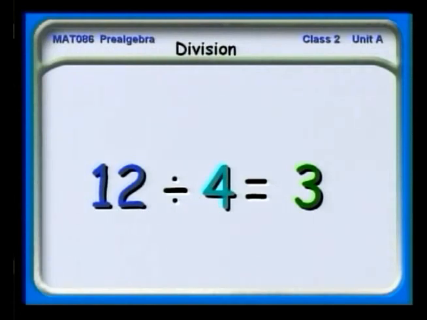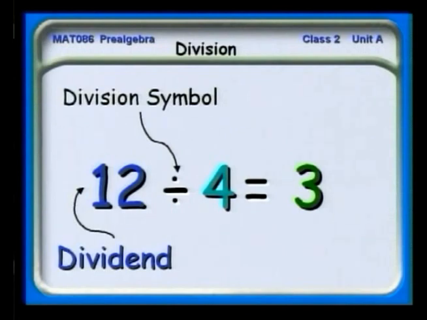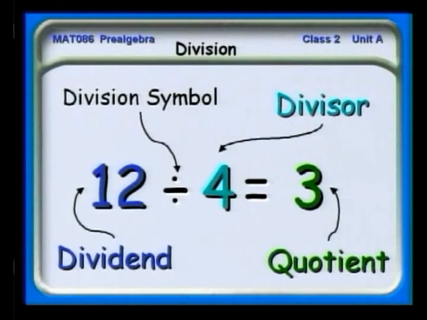So let's look at some of the vocabulary associated with that process. The number you're dividing, the number of things you have that you want to divide into pieces, is called the dividend. Then the symbol, that line with a dot above and below it, which actually, if you think about it, looks like things divided, is one way that you can represent division. Then the number you're dividing by, the number of groups you want to separate something into, is called the divisor, and the result is called the quotient.